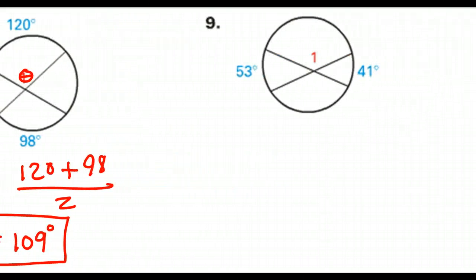Okay, number 9. This one we have to be a little bit careful because this angle out here is not the right angle that goes with these 2 arcs. Is it? Because looking at these 2 arcs here and here, the angle that intercepts them is the angle that's in here, not the angle that's angle 1.